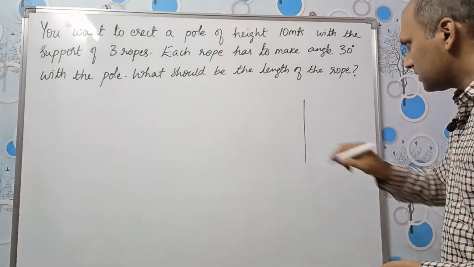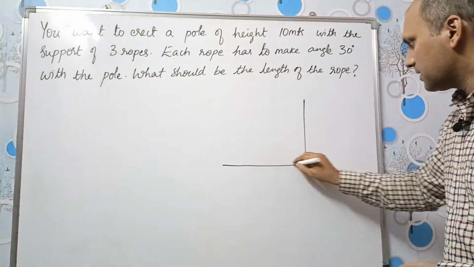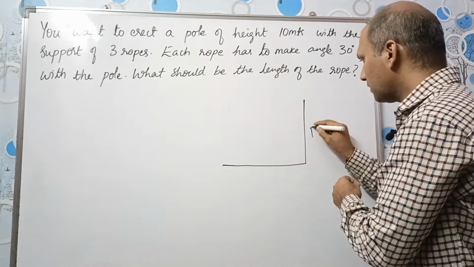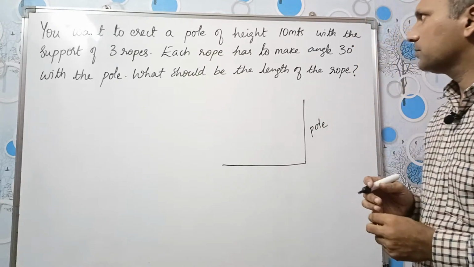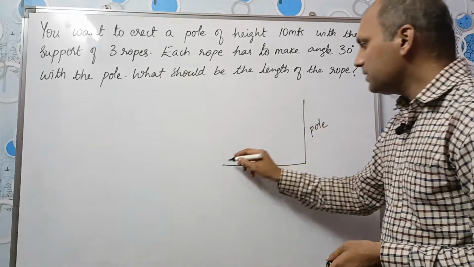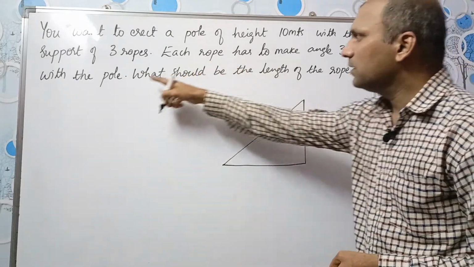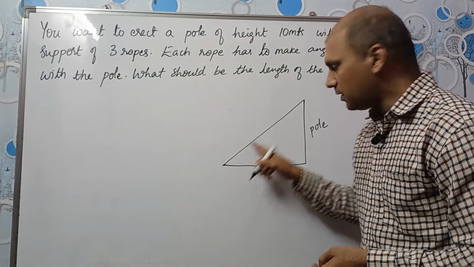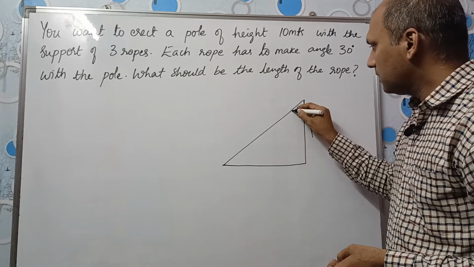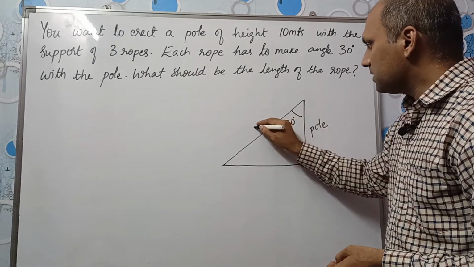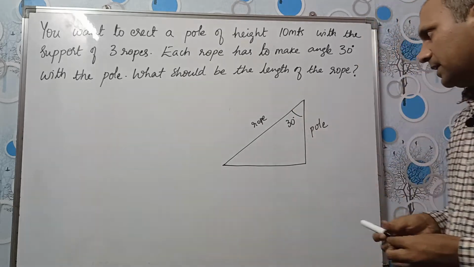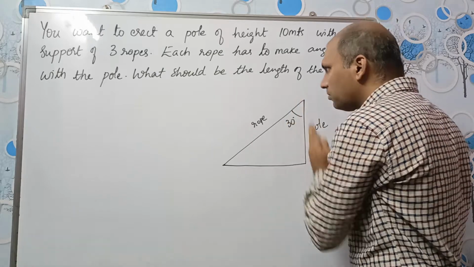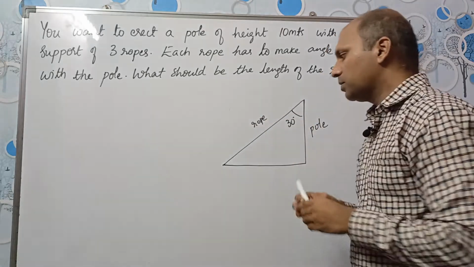Alright, see, this is the pole, this is the ground, and you want to erect this pole using 3 ropes. Each rope should make how much angle with the pole? It is with the pole, not with the ground. So 30 degrees will come here, or here. This is the rope. Each rope should make a 30 degrees angle with the pole. What should be the length of the rope?